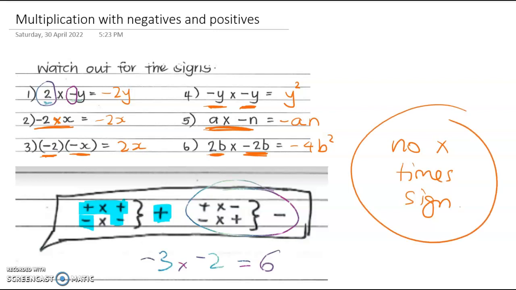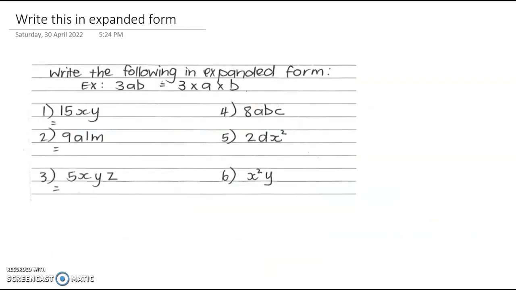Okay, what's next? Oh, now we have to go the other way and write it out what it means. Right, so we're putting the times signs back in. I think I'm going to skip this page. I'm just going to do a couple. This one here is going to be 5 times x times y times z, right? This one here, x squared y, is x times x times y.